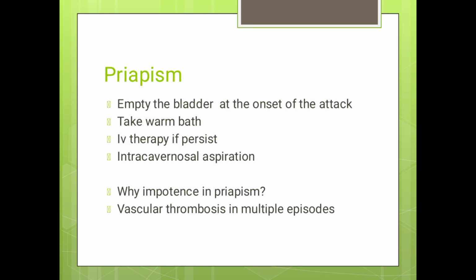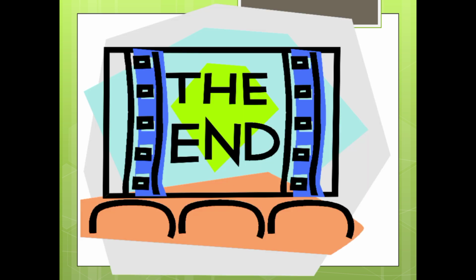Now, priapism. When priapism occurs, you ensure the patient empties the bladder at the onset of the attack. Encourage the patient to take a warm bath, and if after 3 hours this doesn't stop, you have to start IV therapy, and then intracavernosal aspiration, where you aspirate blood from the penis. Why is impotence implicated in priapism? This is because vascular thrombosis in multiple episodes will lead to what? Impotence.